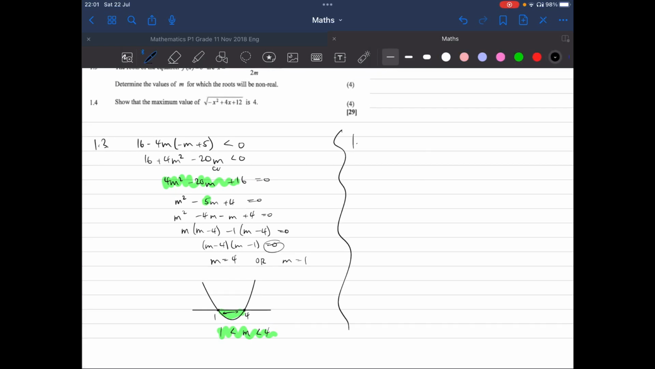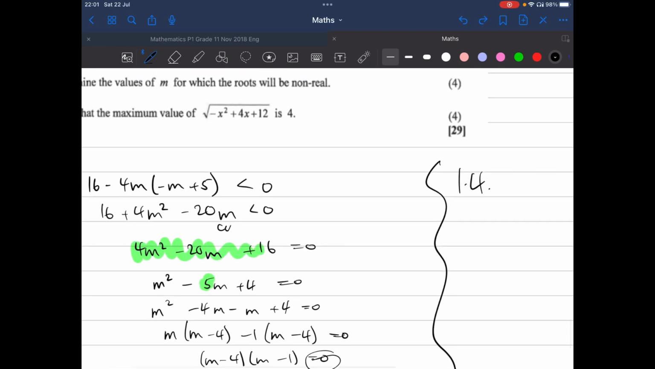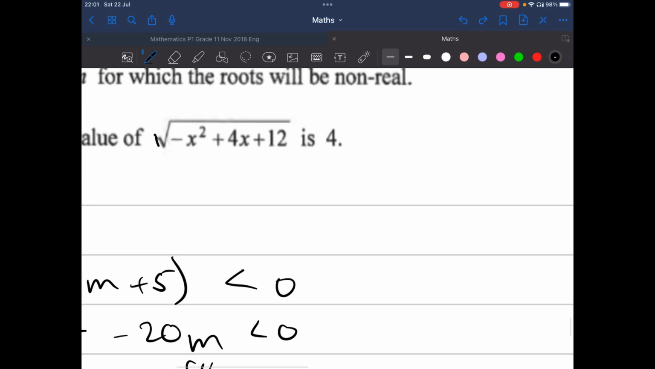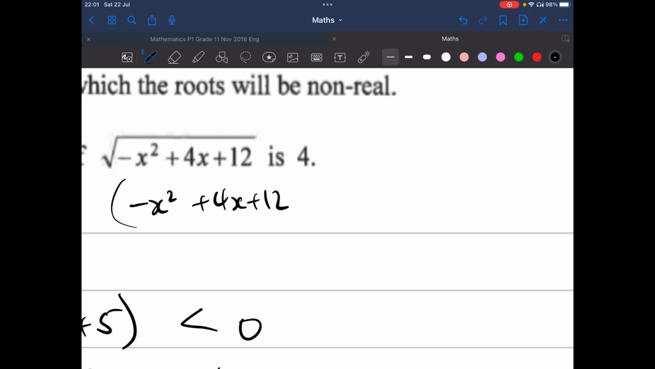Okay, let's look at the next question, 1.4. It says, show that the maximum value of the root of minus x squared plus 4x plus 12 is 4. So the easiest way to do this is to get rid of the square root. Instead of proving that the maximum of this is 4, let's prove that the maximum of minus x squared plus 4x plus 12, so I just squared this whole thing, is 16.